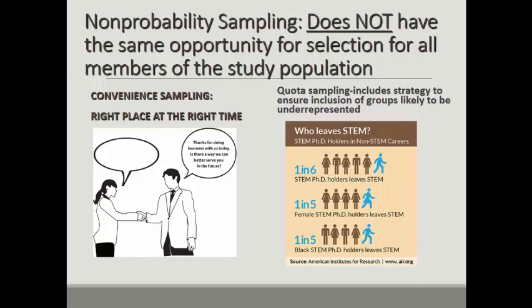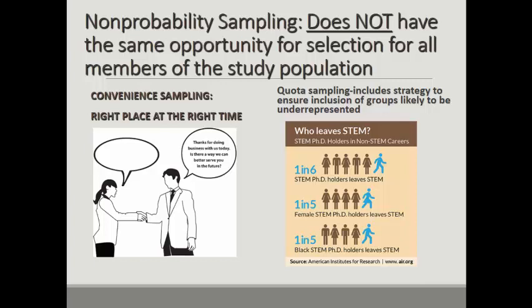Quota sampling includes a strategy to ensure inclusion of groups that are likely to be underrepresented. You might want to know the reasons people leave the STEM fields. We know a lot of people are not confident in their math skills, or are female or from minority backgrounds and tend to leave the STEM fields. We want to make sure our sample includes the groups that have left, because if we just interview the people working in STEM fields, we aren't going to hear from the group that's no longer there. In this case, you might decide to set up a quota sampling survey, so you ensure that you have the underrepresented groups in your sample.